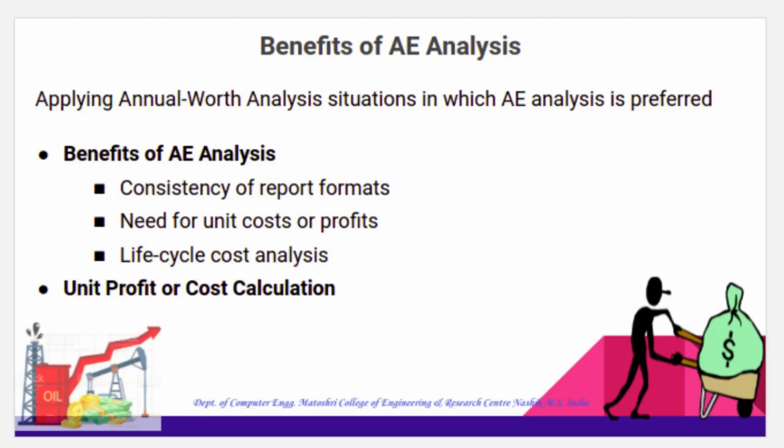As we know, it identifies the cash flow series associated with production or service over the life of the asset. Else, one can calculate the net present worth of the project cash flow series at a given interest rate and then determine the equivalent annual worth. By adopting these steps, we can know the unit profit or unit cost of operating an asset. So these are the benefits of AE analysis.